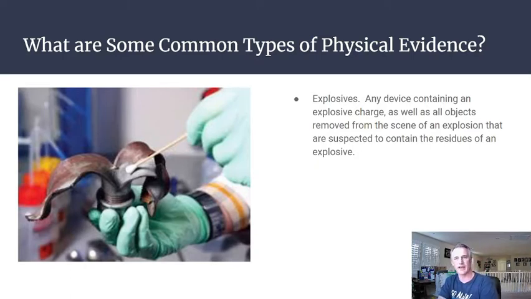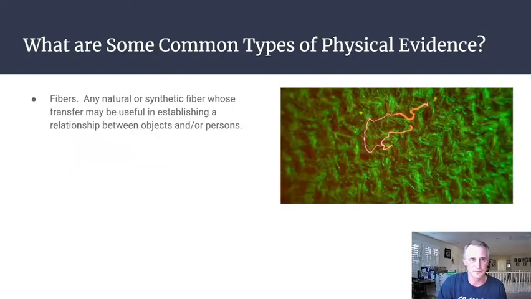Explosives, and this could be residue from the explosives. What kind of substance were they using to make the explosion? Could be shrapnel. It could be, in this case, it looks like he's swabbing the remnants of a pipe bomb. So any of those type of things would be physical evidence.